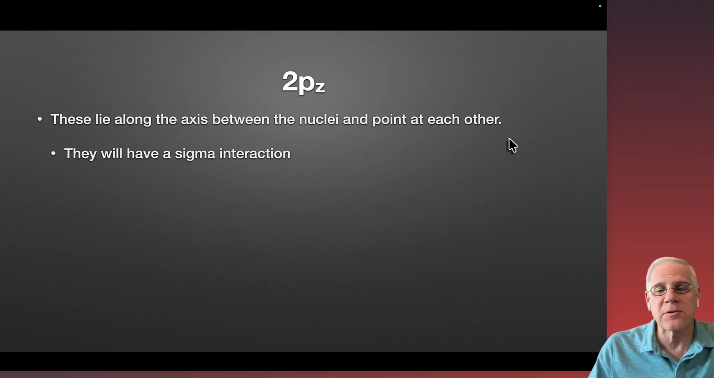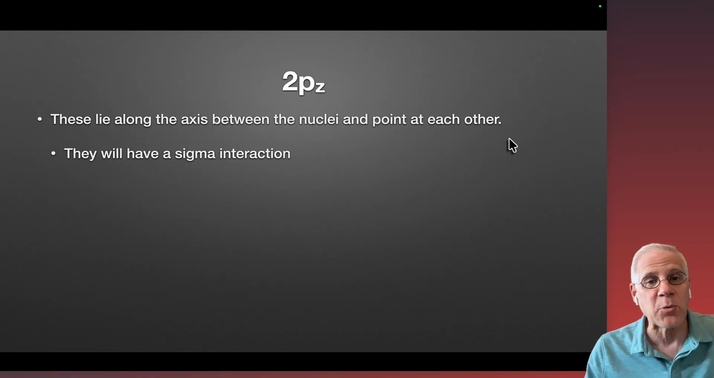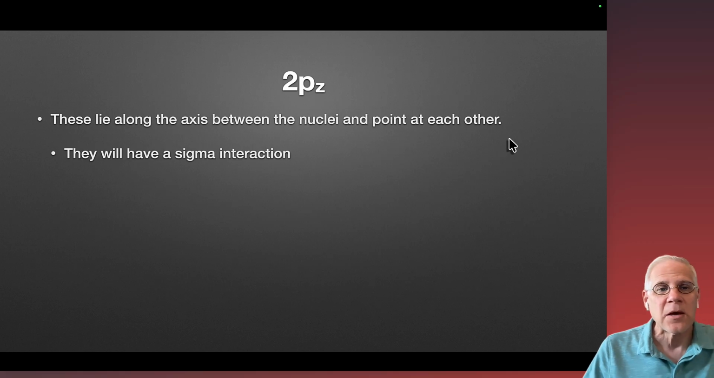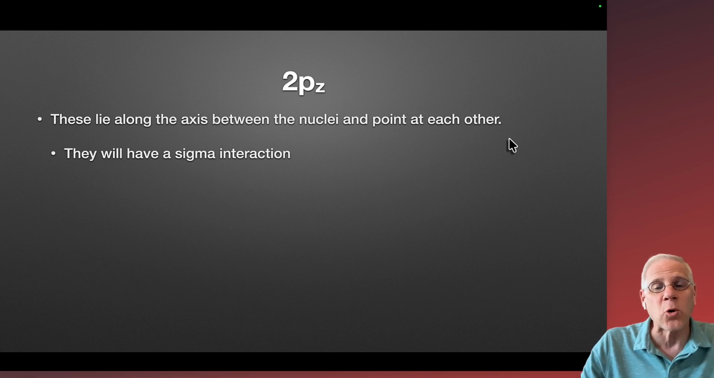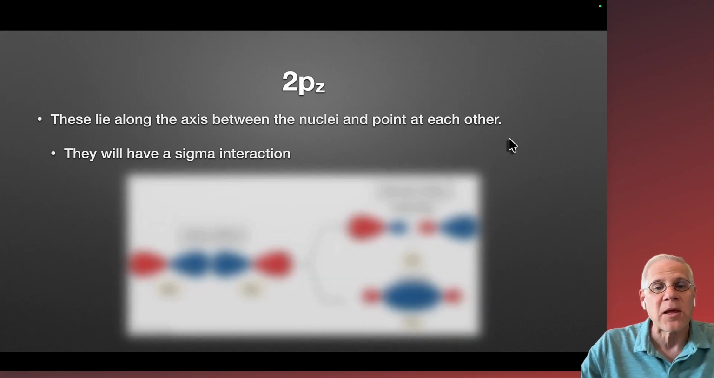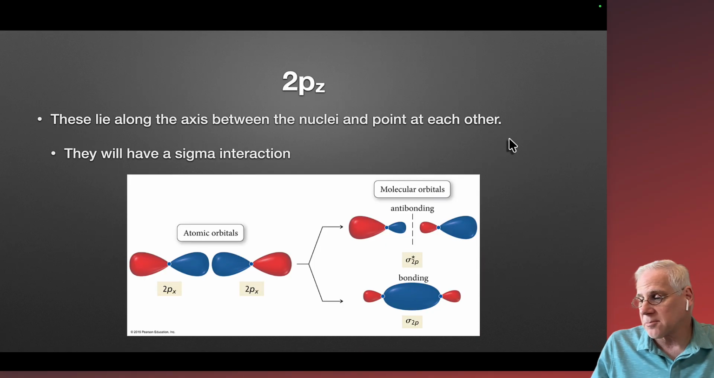So let's look at the 2pz here, and any of the pz's, but we're going to focus on the period 2's here. So your 2pz, by definition, lies along the axis that forms the highest order axis of rotation. And so we just define that as the z-axis, and the p orbital that lies on that axis would be the pz. So those two p orbitals point at each other. So they will have a sigma interaction, just like we saw on that previous slide. So it's going to look something like this.